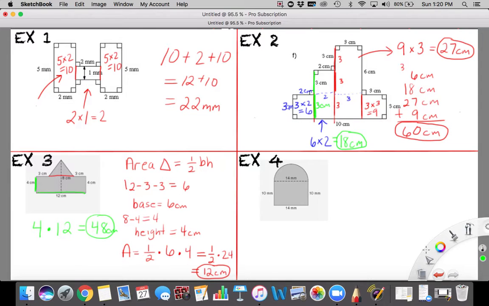So now to find the composite area, I need to take 48 centimeters plus 12 centimeters, and I will get 60 centimeters for the area of the entire shape. So the answer to example 3 is 60 centimeters. And let's put some stuff around that to make it stick out. All right, so that's example 3.